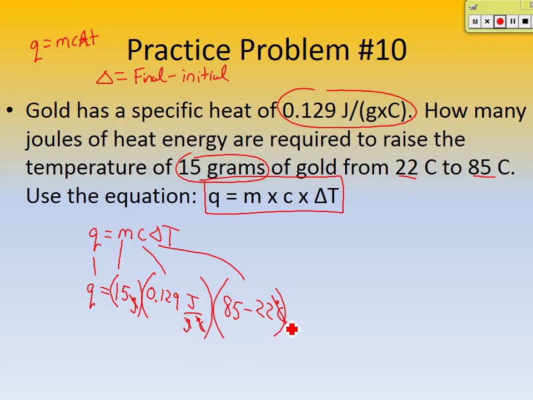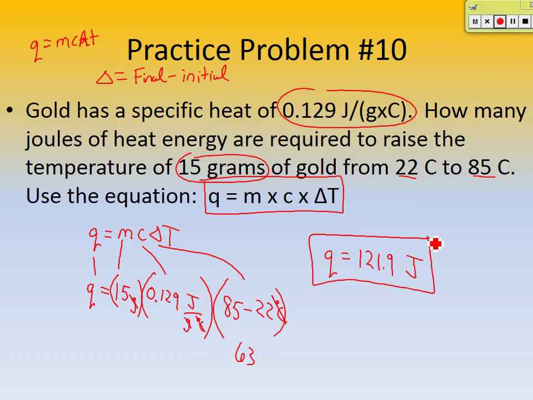Now let's simplify that. 85 minus 22 is 63. Okay, so let's just times 15 times 0.129 times 63. Are you guys getting this? That Q is equal to 121.9. And again, what are my units? Joules.